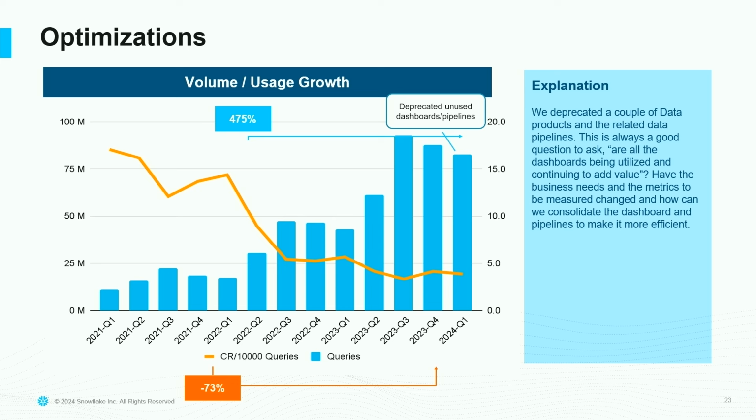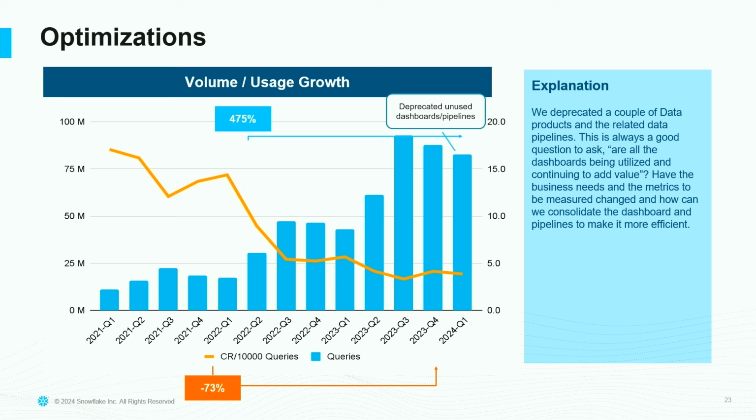Now, our most recent optimization is we deprecated a few data products and related data pipelines. It's always a good question to ask. Those dashboards that we created 2 years ago, 3 years ago, are they still valid? Are they still being used? Are the metrics still valid? When was the last time someone looked at those numbers? These are some good questions to ask. I can guarantee some of you will see that, hey man, no one has used this dashboard for like 2 years. You will actually see that.